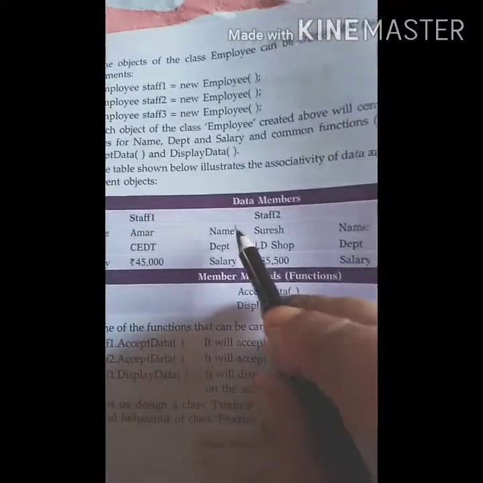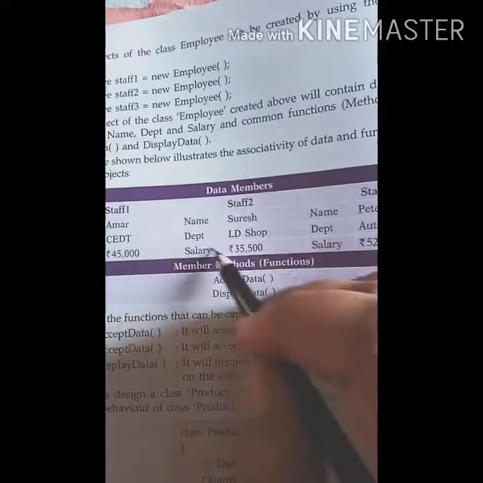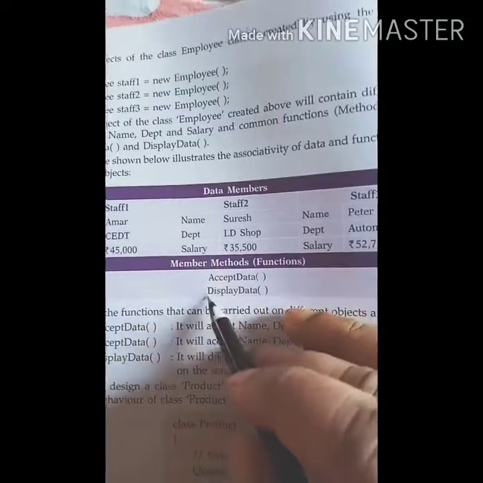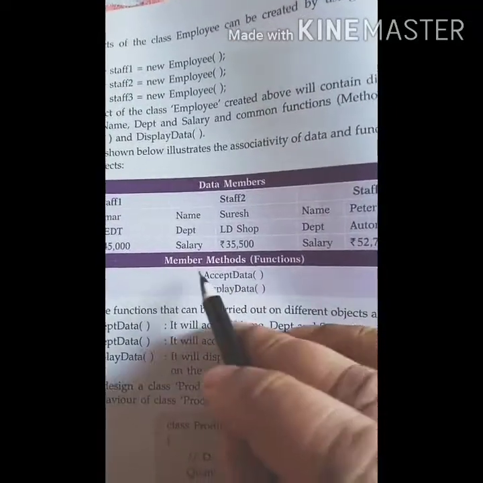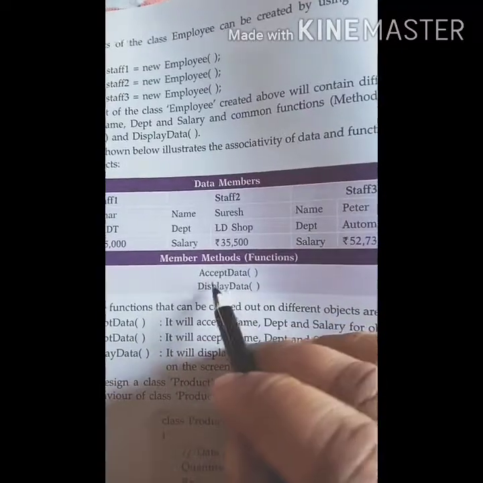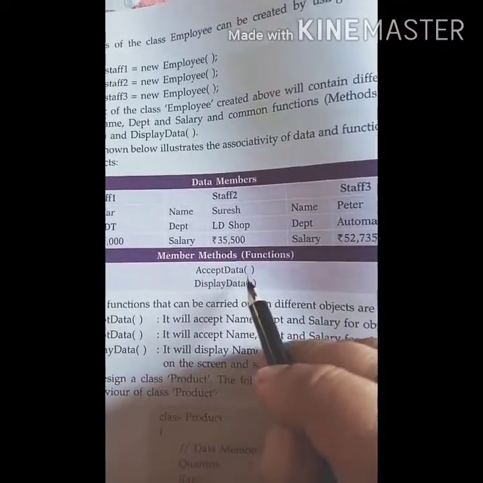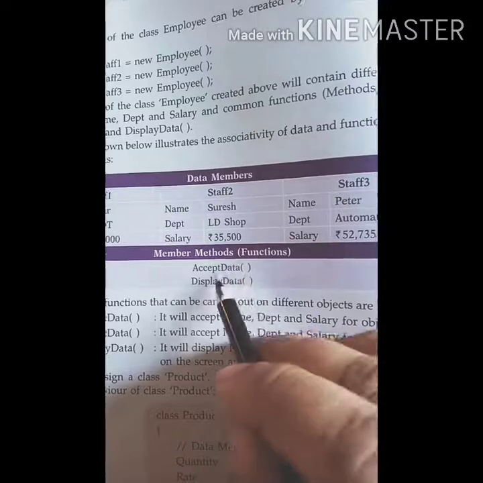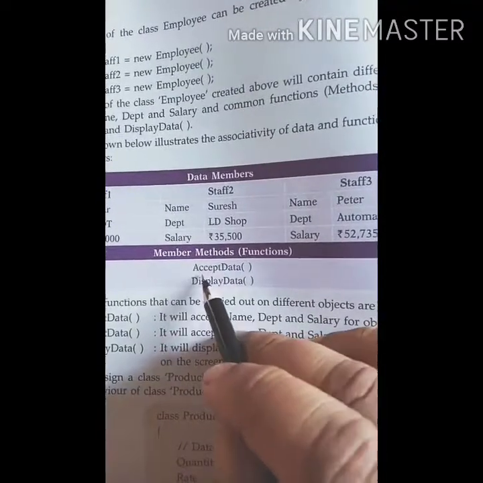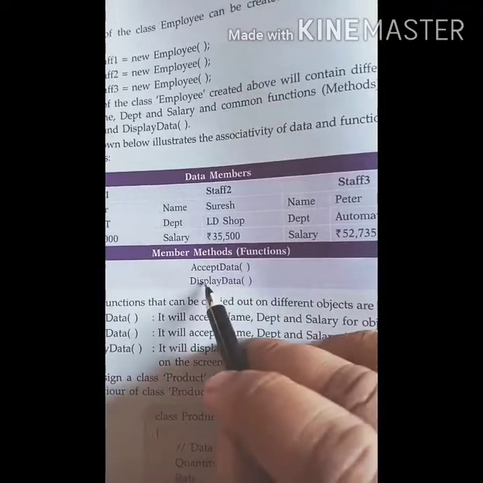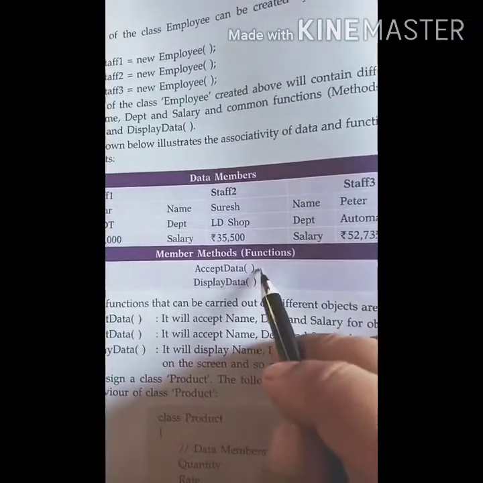Okay, data members, we have all these data members and member methods. So whatever value we are giving ourselves, these are called data members, and the value which a program calculates is called a member method. So the identification of methods is that you will see a small bracket after the name, accept data, display data. So it means this is a function.